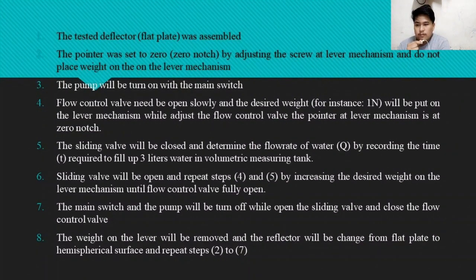For the fifth step, the sliding valve will be closed and the flow rate of water determined by recording the time required to fill up 3 liters of water in the volumetric measuring tank. Next, the sliding valve will be opened and steps 4 and 5 repeated by increasing the desired weight on the lever mechanism until the flow control valve is fully open. Next, the main switch and the pump will be turned off while opening the sliding valve and closing the flow control valve. The last step is that the weight on the lever will be removed and the deflector will be changed from the flat plate to the hemispherical surface, and steps 2 to 7 repeated.